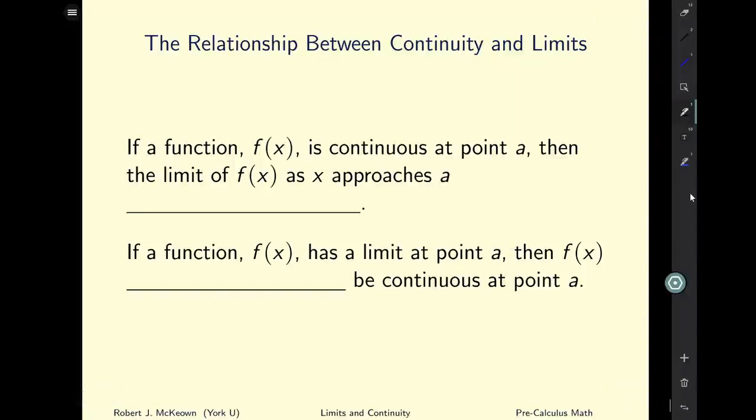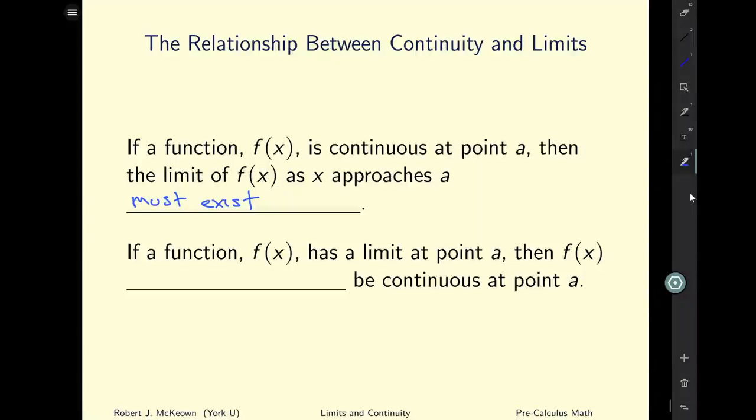Before we end the topic on continuity, let's just summarize the relationship between continuity and limits. If a function is continuous at point A, then the limit of that function approaching A must exist. So if a function is continuous at a point, the limit existing at that point is a necessary condition.